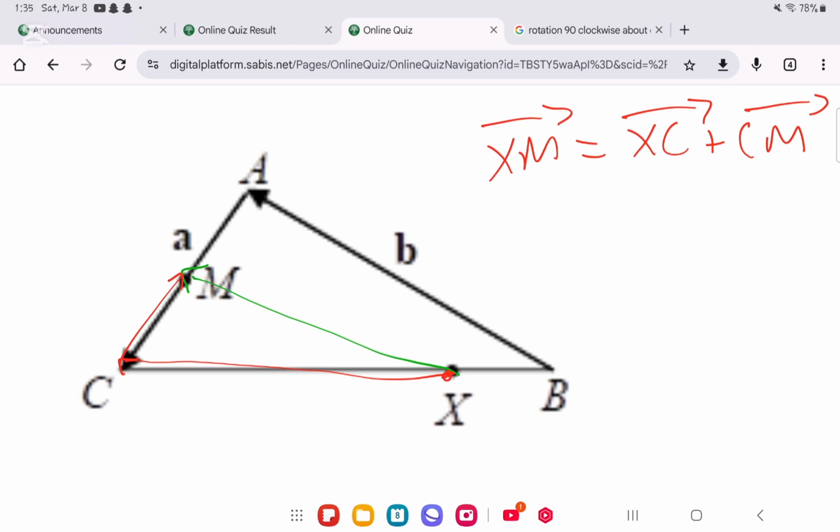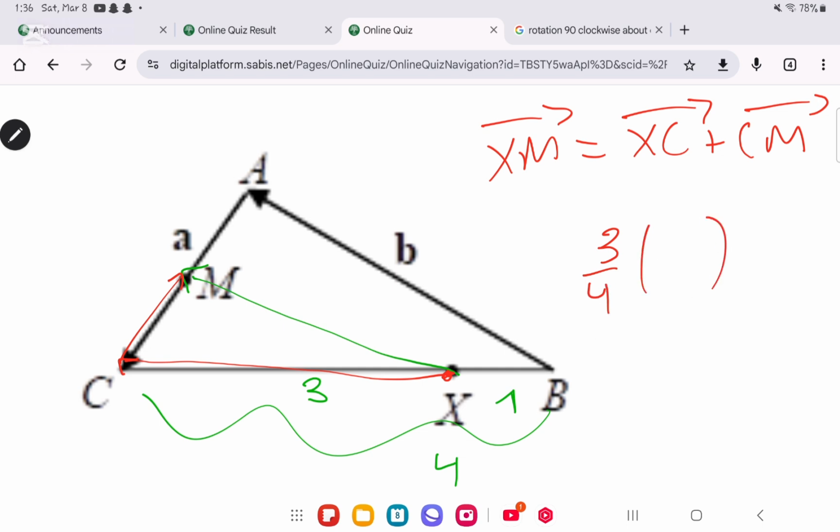Okay? So XC, we know that it is 3, and XB, it is 1. So in total, it's gonna be 4. That means XC is actually 3 over 4. 3 over 4 of what? It's 3 over 4 of BC. And we found BC in the first part to be A plus B.